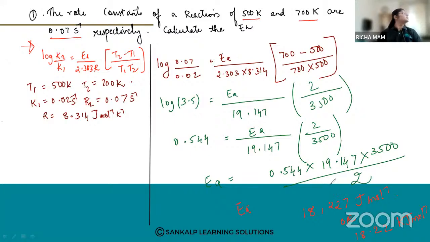This answer is in joules per mole. You have to convert it into kilojoules. So it will be 18.22 kilojoules per mole. Yes, Yamuna has also got it. Very good. What about other students? Did you get the same?